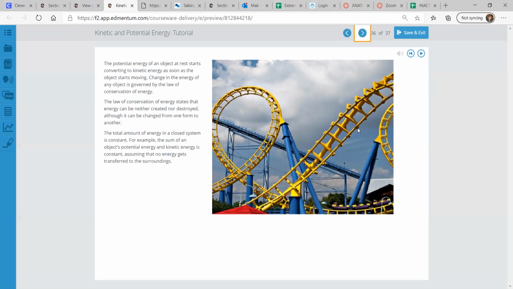Change in the energy of an object is governed by the law of conservation of energy. And that law states that energy is neither created nor destroyed. It can change from one form to another. In a closed system, the total amount of energy is constant. So for the example, in these problems we're working, the sum of the potential energy and kinetic energy is constant.